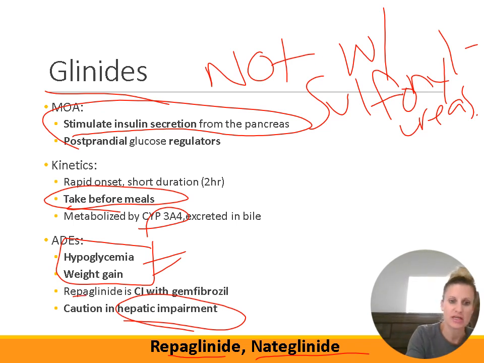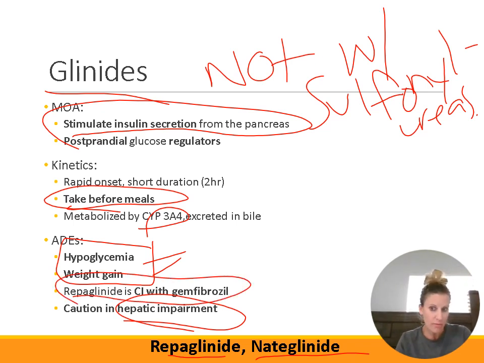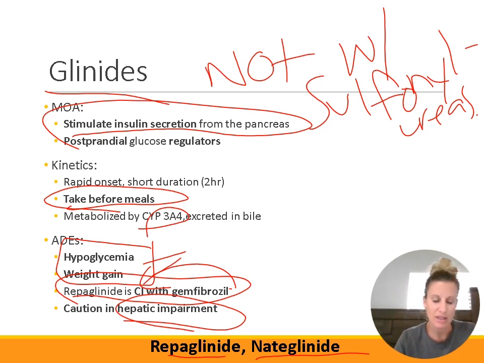Repaglinide is contraindicated with gemfibrozil. The reason for this is drug interaction. Gemfibrozil severely inhibits the metabolism of the repaglinide, so it builds up and then we can see some severe hypoglycemia occur. And then again, caution in hepatic impairment because they are pretty much completely metabolized.